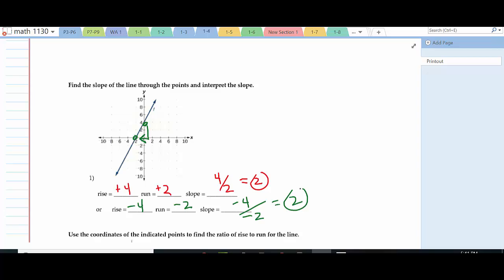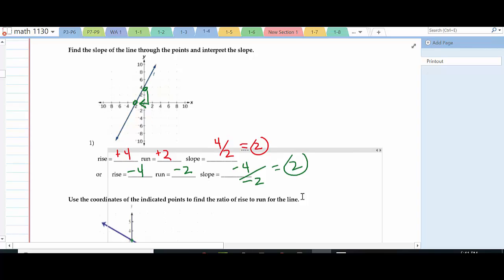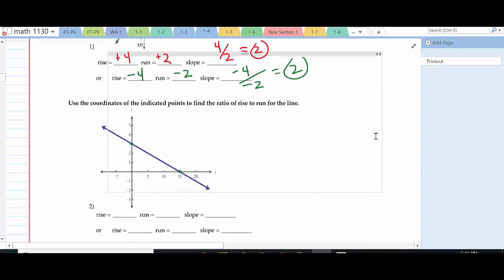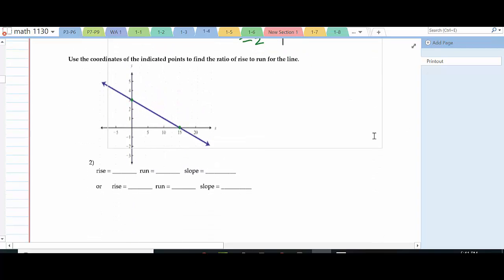You look at the steepness of a roof or something like that, you're looking at a rise over a run. Okay, all right, I'm going to run through one other one like this, just kind of the basics. So this one, just find 2 good points. There's a point, 0, 3 it looks like, and the other good point I see is 15, 0.